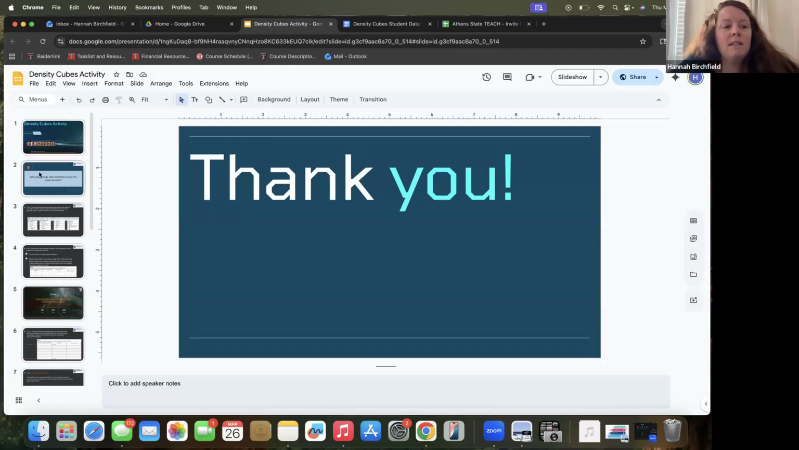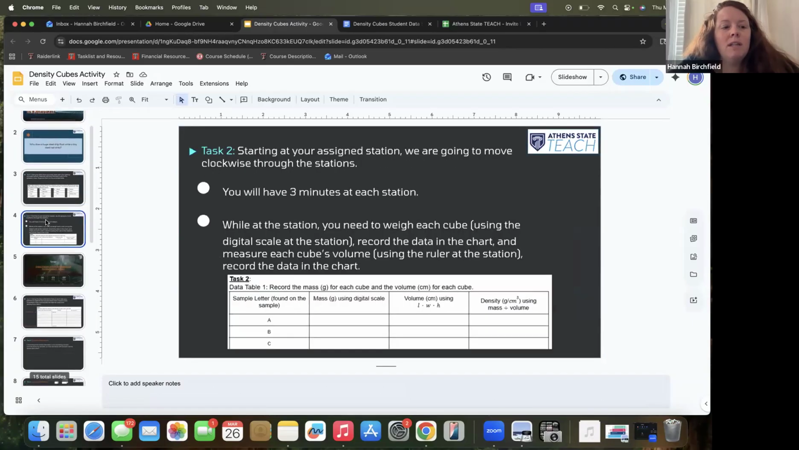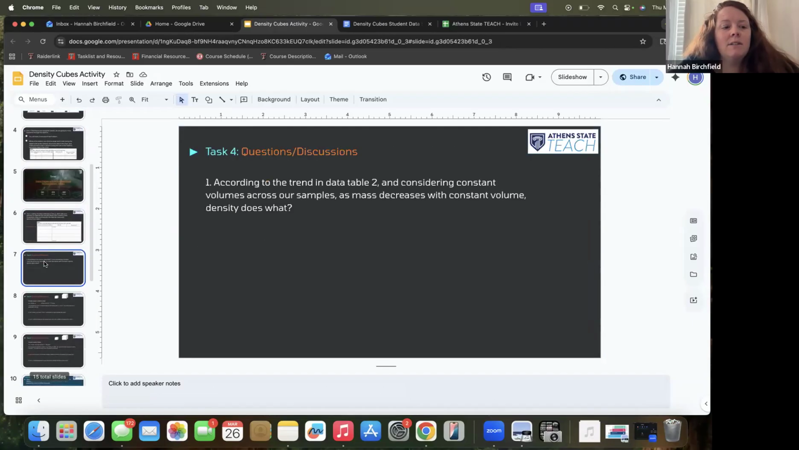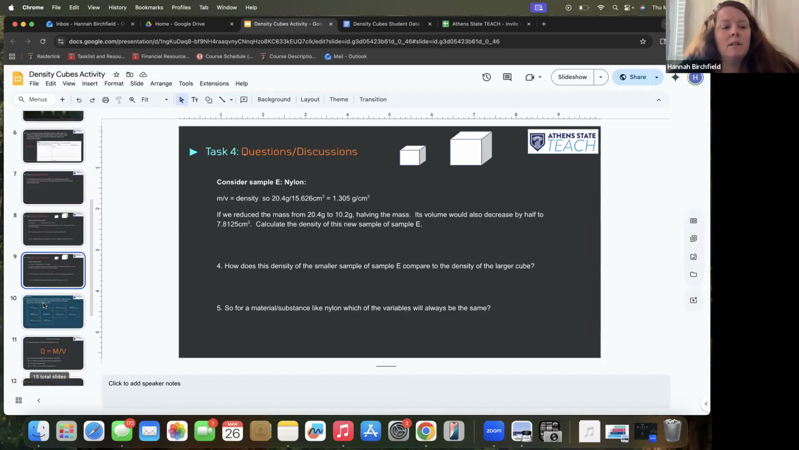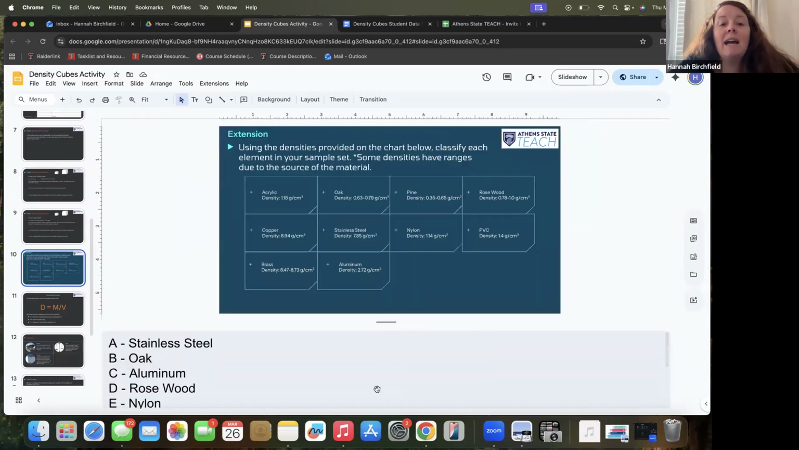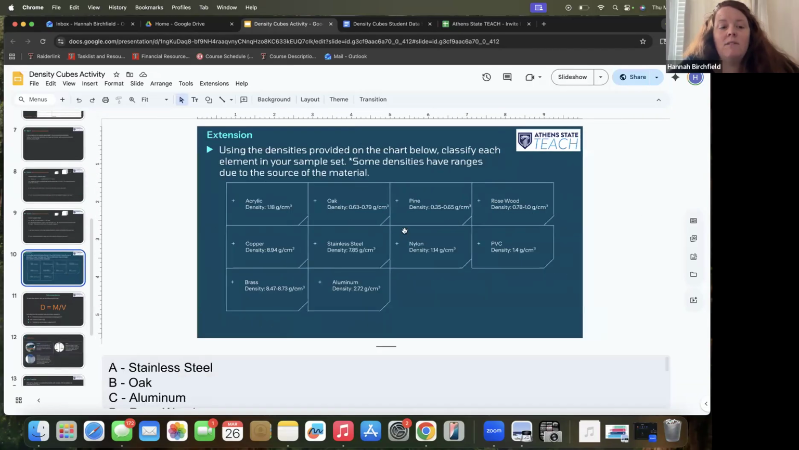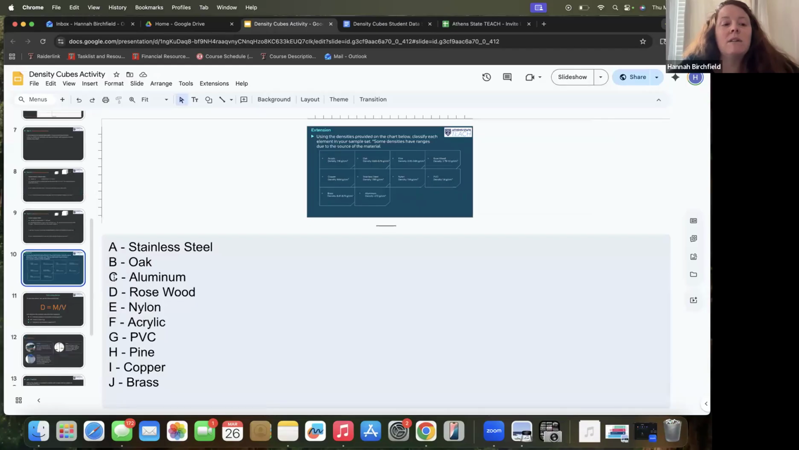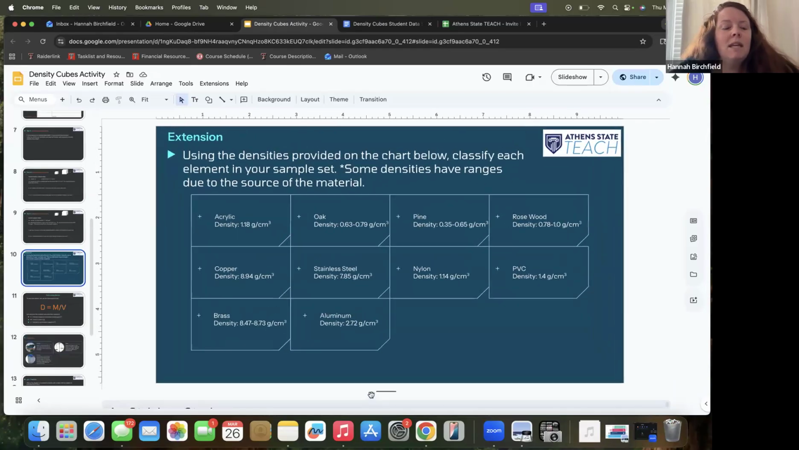I think there's one of these, let me check, where I put the letters. I think I may have skipped over it. Here it is. So this one actually has the answers. After they've had a chance to match them, if you have time, you can pull it up and say, okay, check yourself. Did you get that sample E was nylon? Okay, then you measured it correctly. So it's kind of a self-checking option.